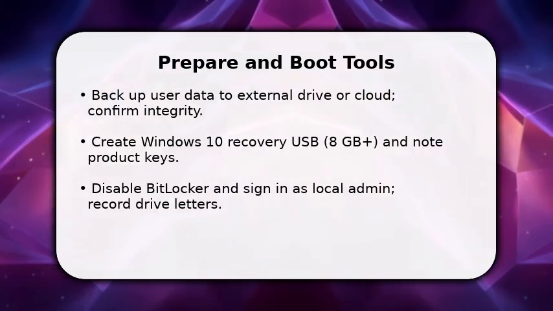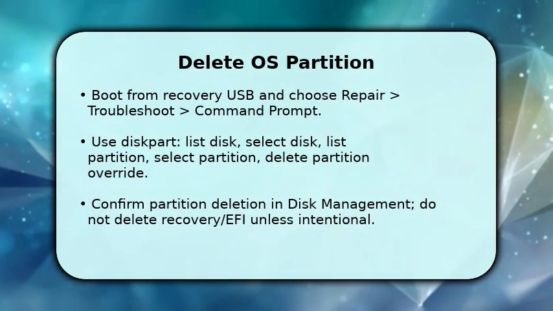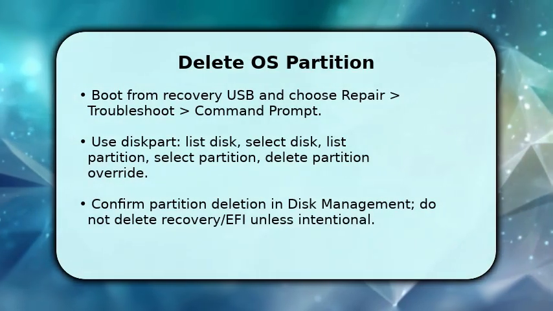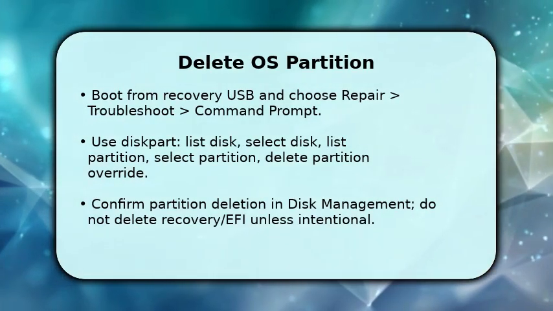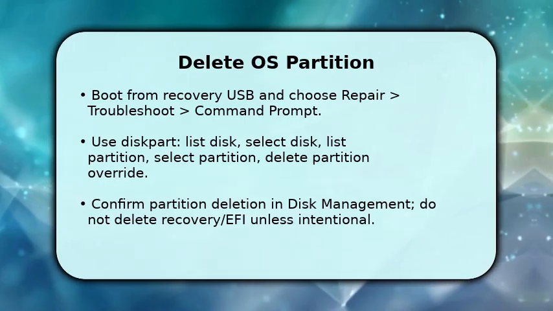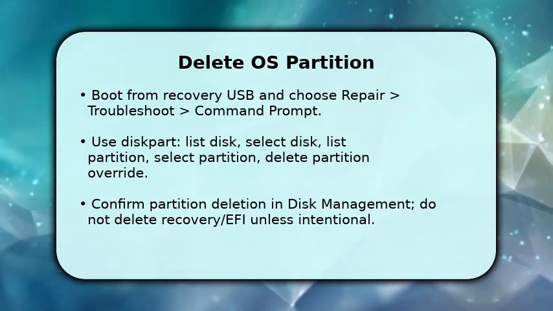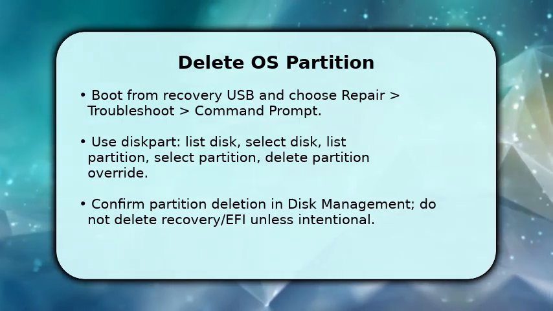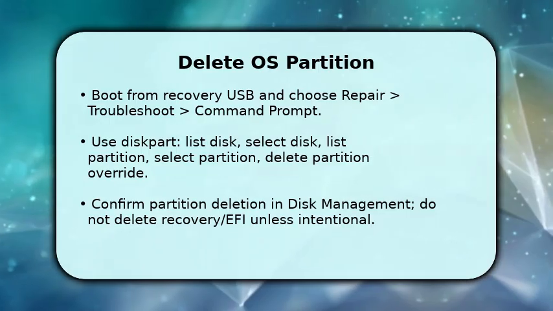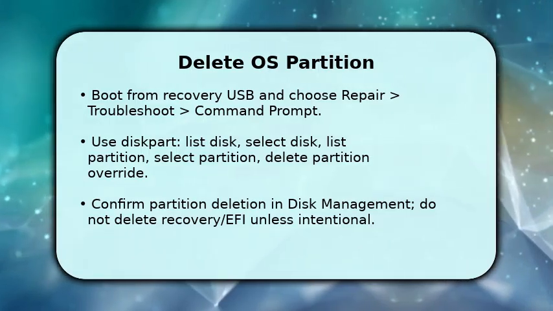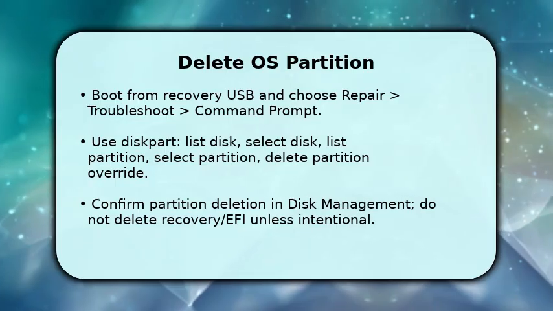Once booted to the recovery environment, choose Troubleshoot and open Command Prompt to run diskpart. You'll list disks, select the disk with the OS, then list and select the target partition and run delete partition override to remove it. Make sure you recognize the partition by size and label so you don't remove EFI or recovery by accident. Those keep the system bootable.